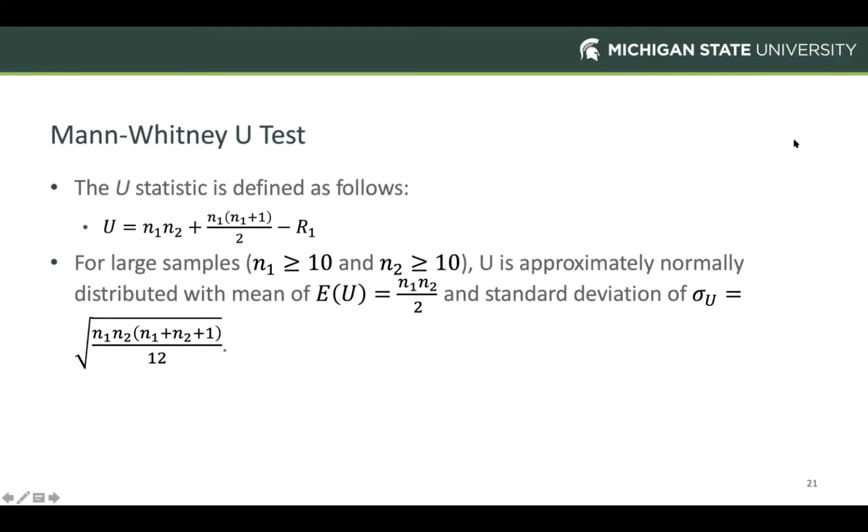And so again, we'll make use of the fact here that for relatively large samples, which we'll say a total of 20 or 10 observations in each sample, U is approximately normally distributed with a mean of N1 times N2 over 2 and a standard deviation that's equal to the square root of N1, N2 product times N1 plus N2 plus 1 over 12, okay?